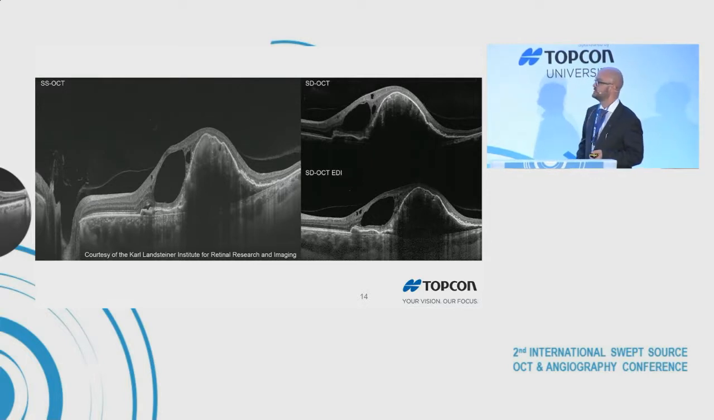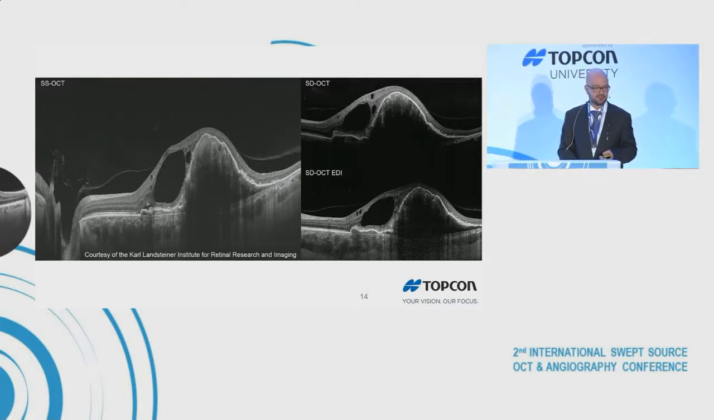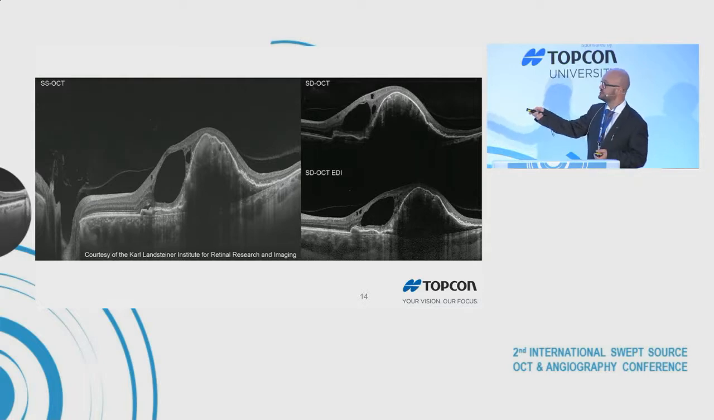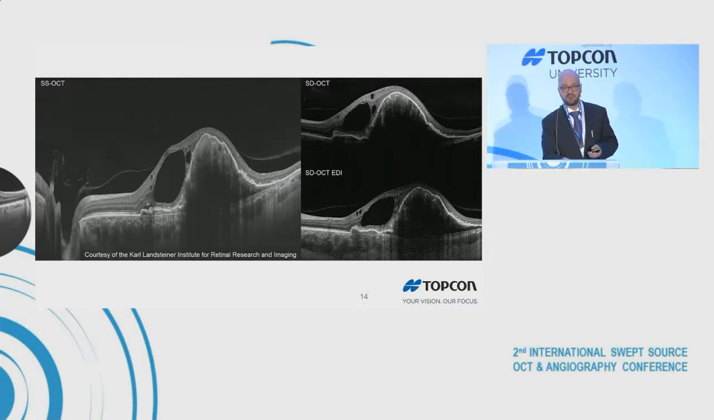Now here's one of my favorite cases. This is a case with a polypoidal lesion. So you have here a large PED with a polypoidal lesion inside it. In the swept source OCT, you can see all the lesions fairly far down. In the spectral domain, whether you use EDI or not, you don't have the same penetration through the RPE into the polypoidal lesions that you want to achieve.